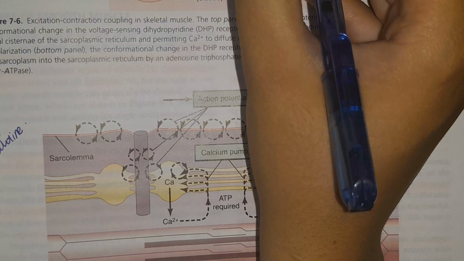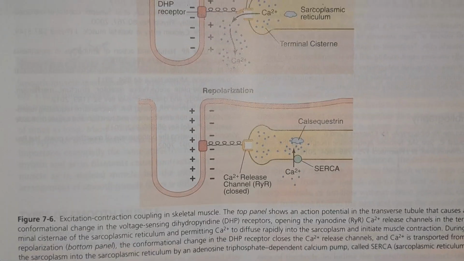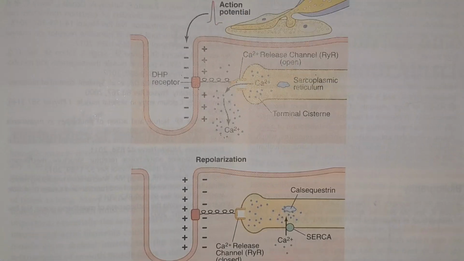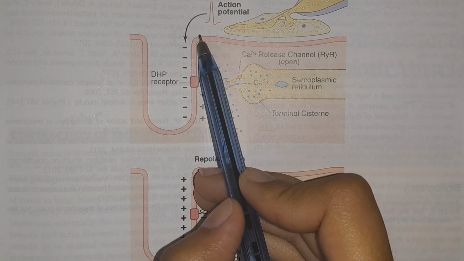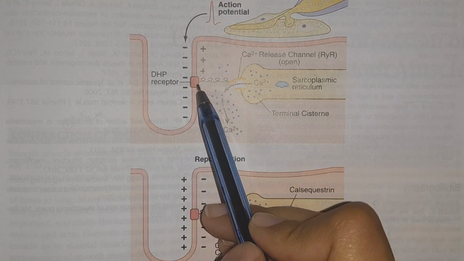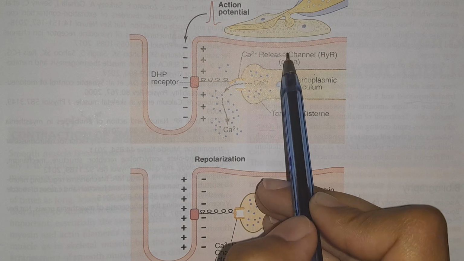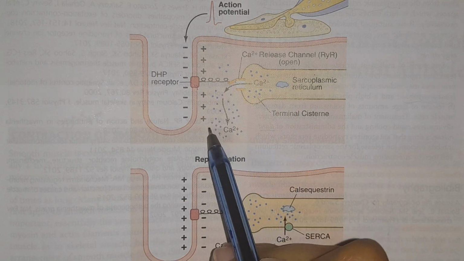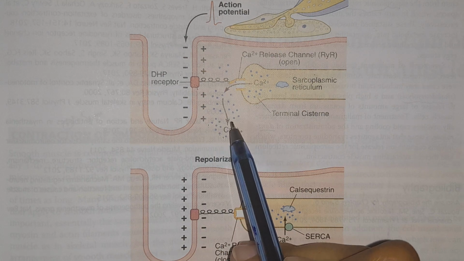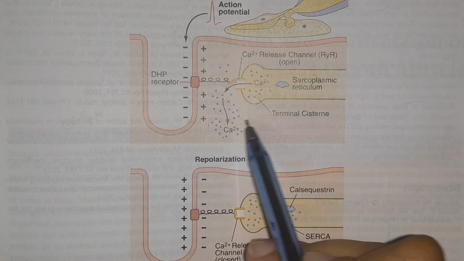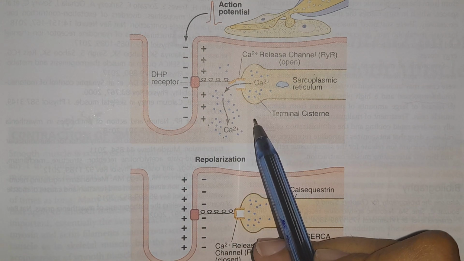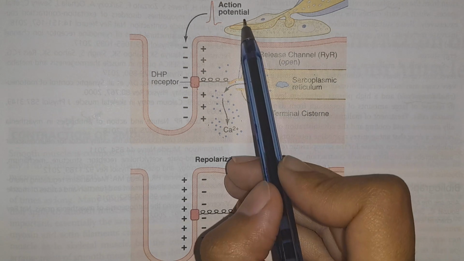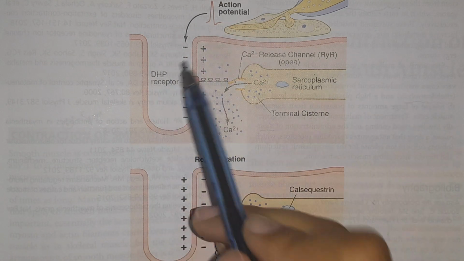Excitation by the action potential causes excitation of dihydropyridine receptor, which causes opening of calcium release channel, which causes release of calcium into the sarcoplasm. This calcium will cause operation of all the other things, and contraction will take place. So this is excitation contraction coupling.